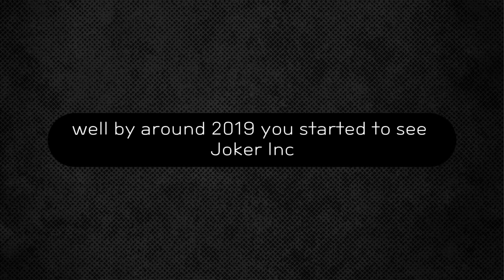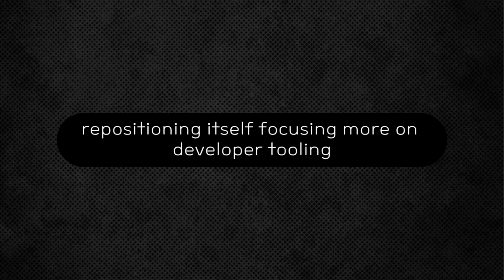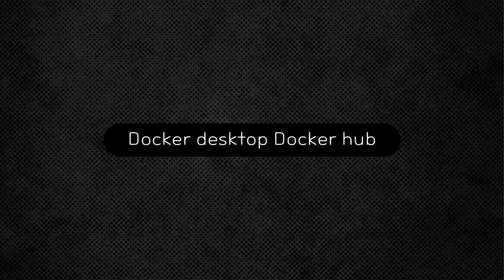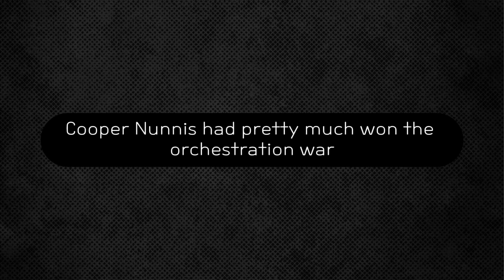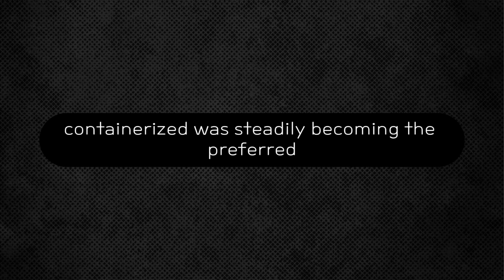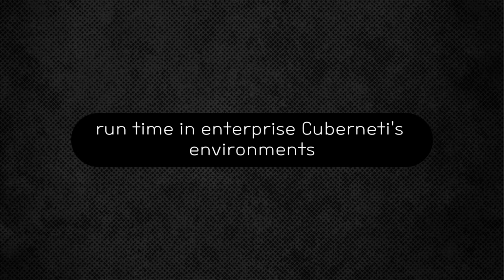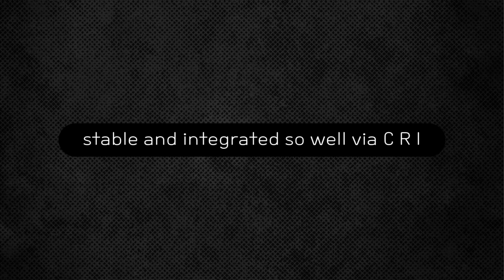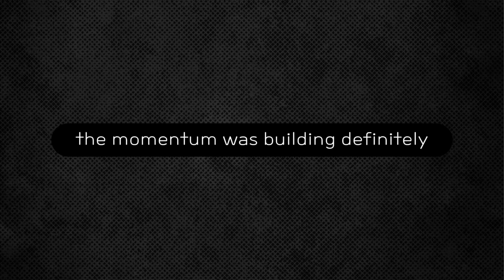What happened next? Well, by around 2019, you started to see Docker Inc. repositioning itself, focusing more on developer tooling, Docker Desktop, Docker Hub. Kubernetes had pretty much won the orchestration war, right? Yeah, that seemed clear by then. So Docker's strategy adapted. Meanwhile, containerd was steadily becoming the preferred runtime in enterprise Kubernetes environments because it was lightweight, stable, and integrated so well via CRI. The momentum was building. Definitely.